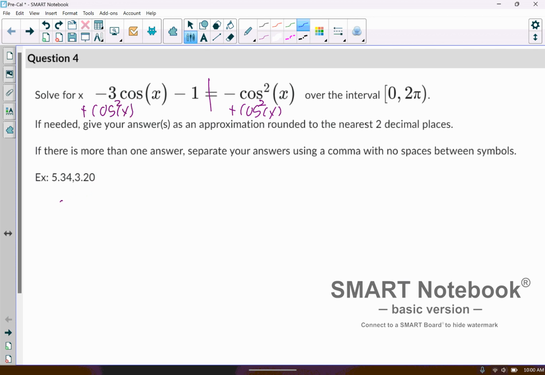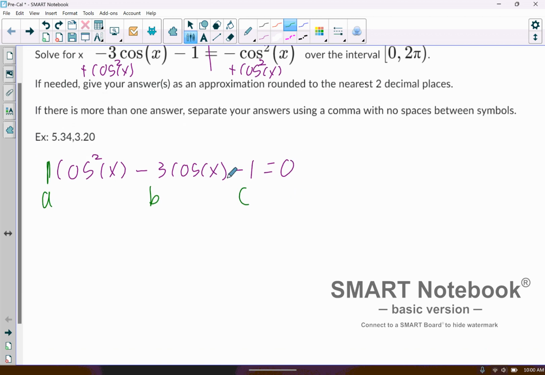Let's see, we'd end up with cosine of x squared minus 3 times cosine of x minus 1 equals 0. And then what we want to do next is list our a, b, and c, and then we'll go ahead and plug it into our quadratic formula. So here we go.